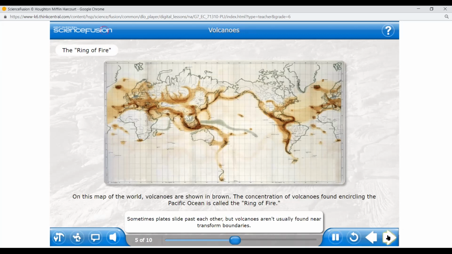and earthquakes. Sometimes plates slide past each other, but volcanoes aren't usually found near transform boundaries. Tectonic plate boundaries are found all over Earth, even on the ocean floor. You can find vents oozing gases and smoke far below the surface of the water. Want to see a direct link between tectonic plates and volcanic activity? If you look at a map, you can see a concentration of volcanoes in a circle around the Pacific Ocean, where plates come together and move apart.